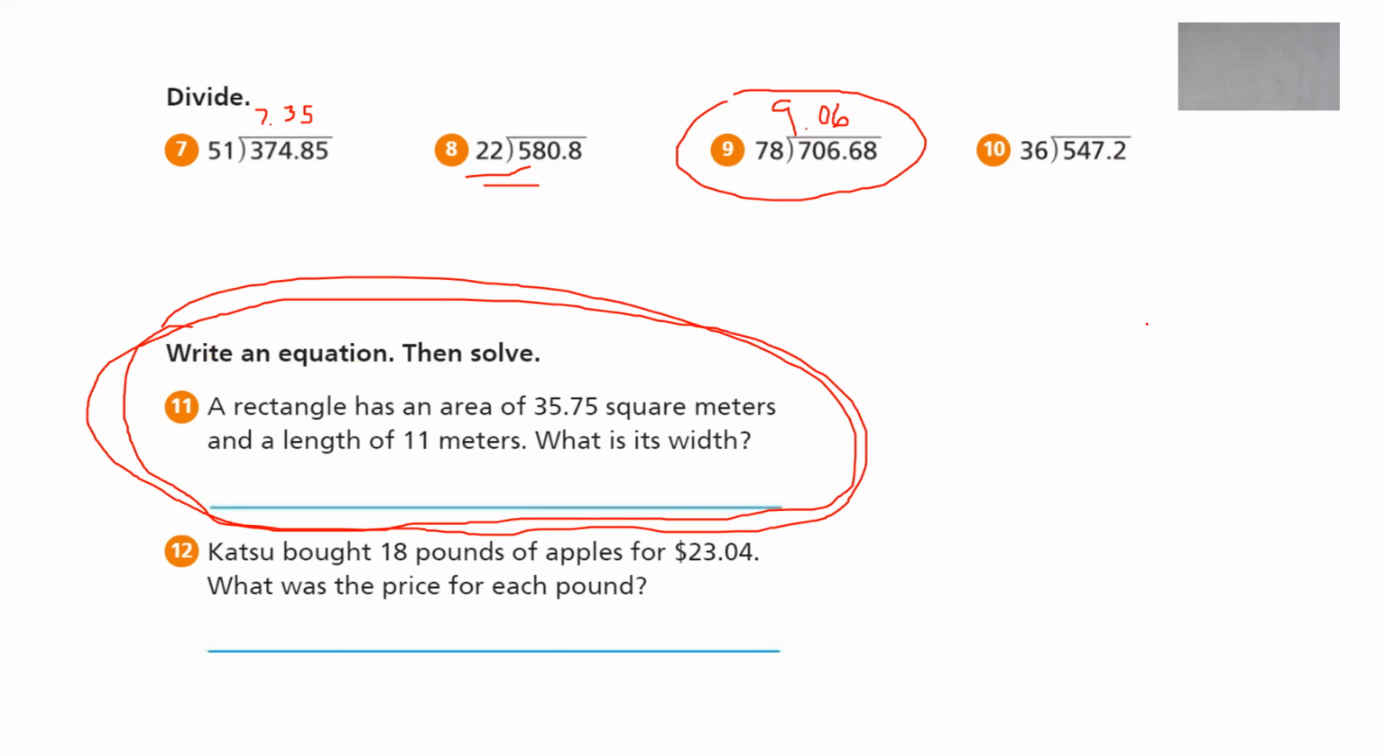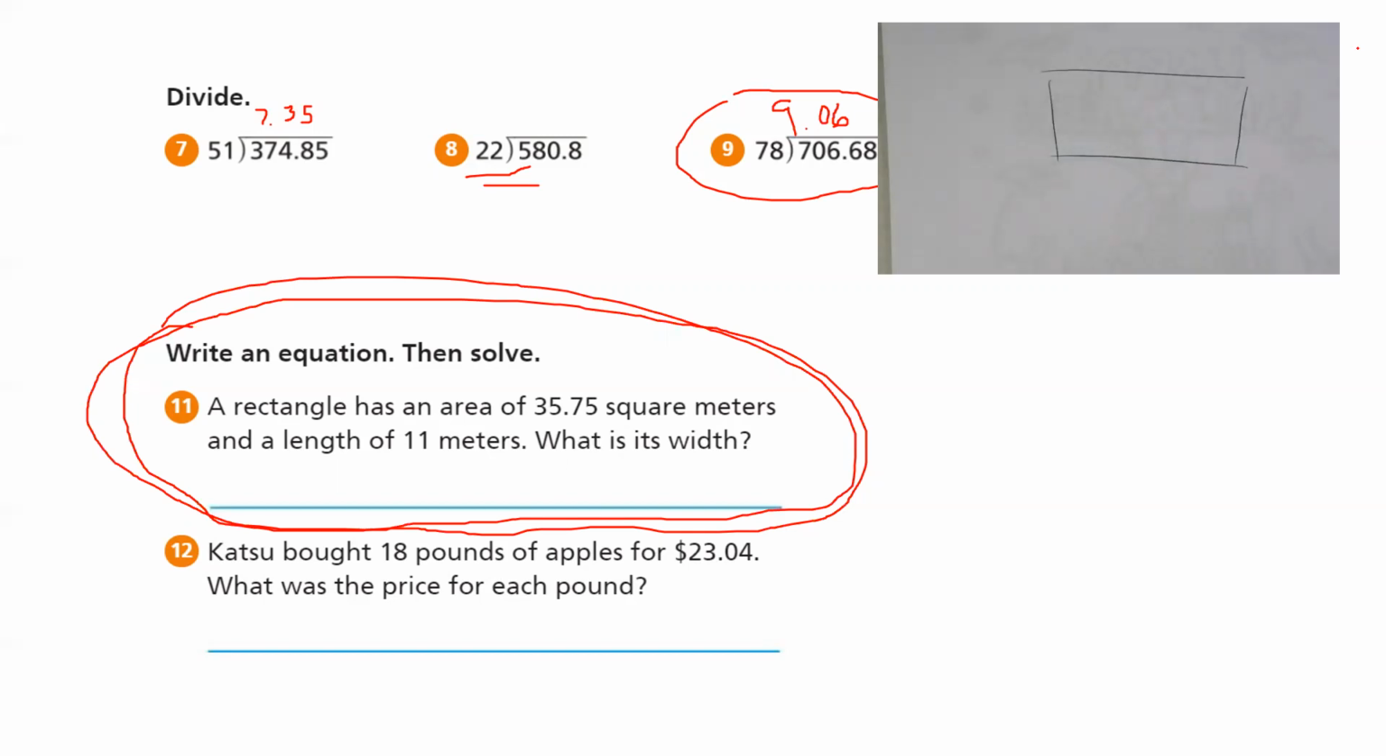Number 11. A rectangle has an area, so let me draw this beautiful rectangle for you, just because I know you guys love my drawing. I don't know why I made this so tiny the whole time. I'm sorry about that.